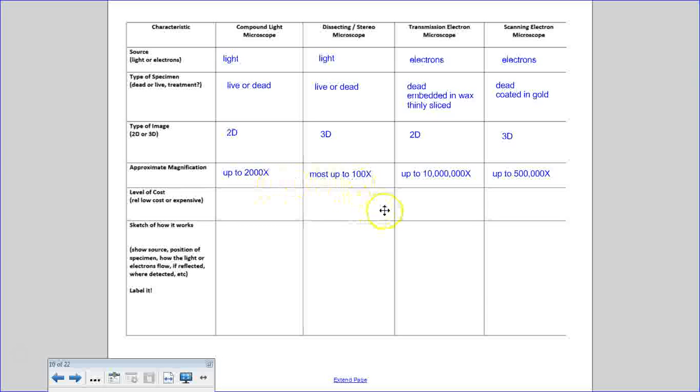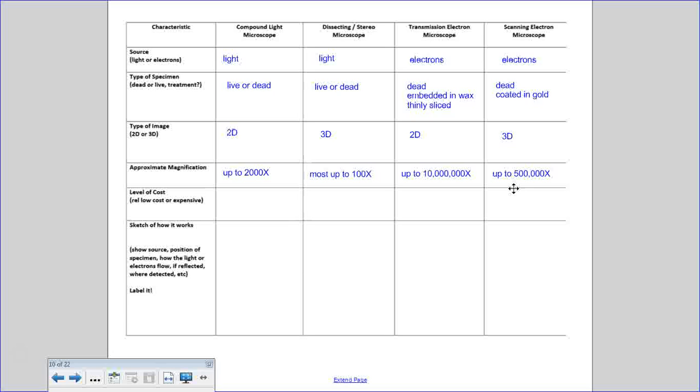Okay, dissecting up to 100x. Remember, it's better than using a handheld magnifying glass, but it's not going to give you as much detail as other microscopes. Transmission now up to 10 million times. That's pretty awesome, pretty amazing. And scanning electron microscope, so that's where we're scanning the surface, up to 500,000 times.